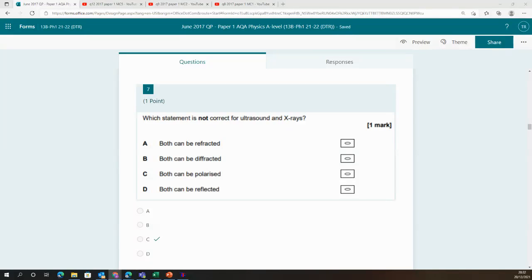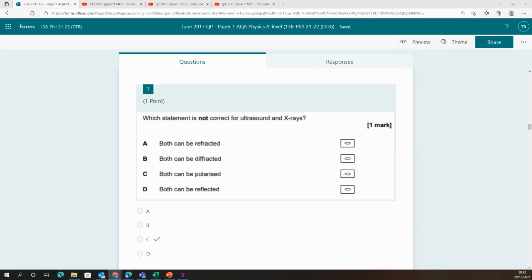This question is actually a much quicker question than some of the other questions, as long as you know the right answer. So for any of these, I would quickly go through. The only thing to be aware of is which statement is not correct for ultrasound and X-rays. So we've got two different types of wave, ultrasound waves and X-rays.